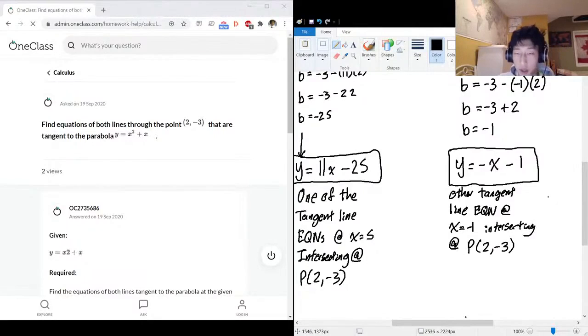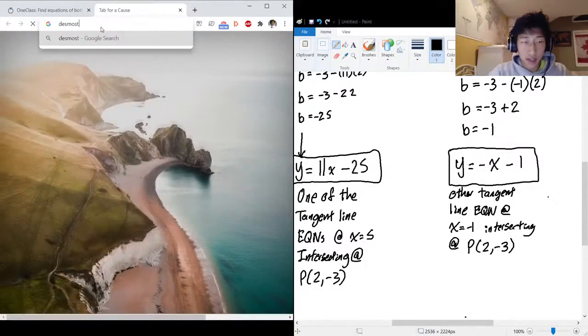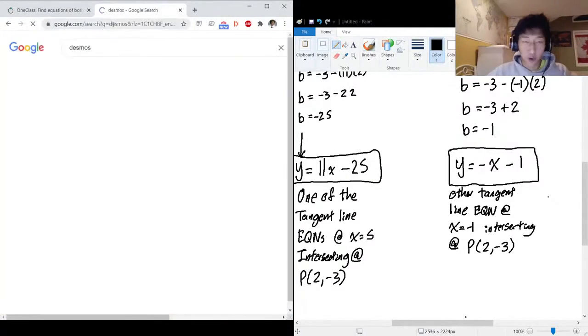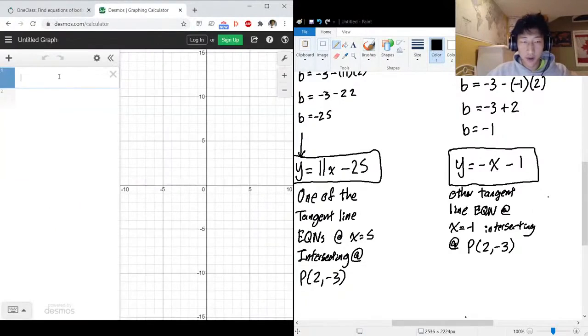How about we put these on a graph to confirm that we did this correctly? So I'm going to pull up a new slide here. I'll do Desmos. Pull up the graphing calculator, Desmos. Gotta love Desmos. So let's put our first tangent line equation in: 11x minus 25.